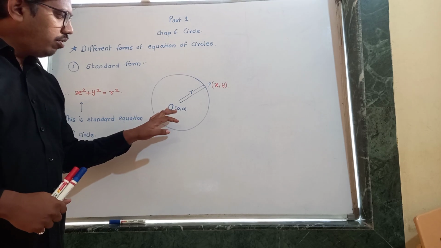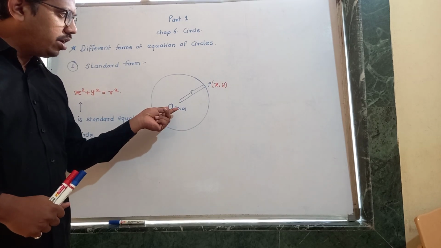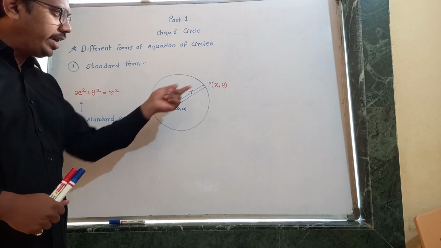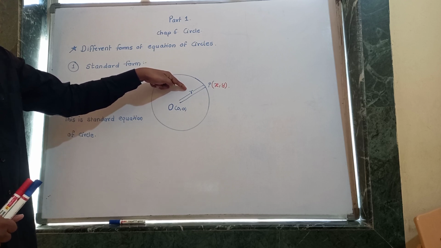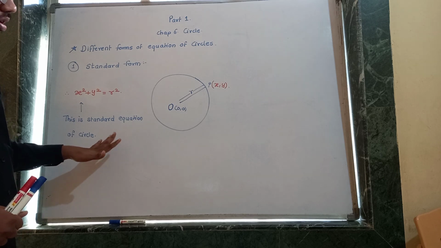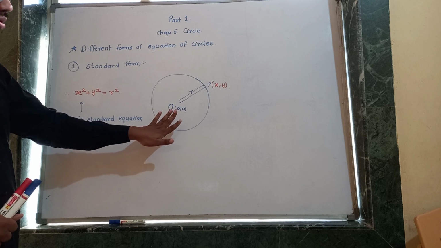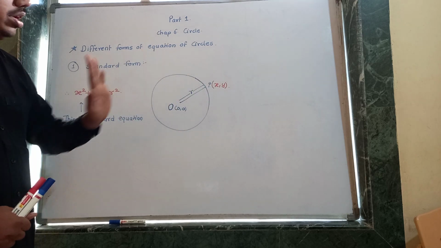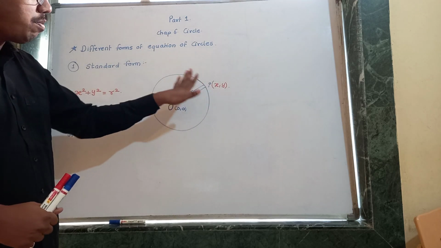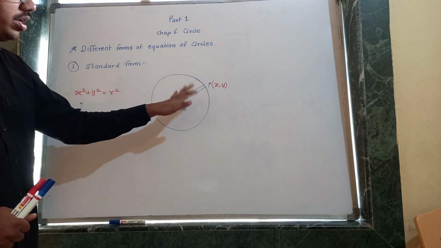Okay. Then if we join a segment from O to P, that segment is called a radius. From the center to a point on the circumference, we say it's the radius. That's why I have written a small r over here. R is the initial of radius. So if we have a circle which has its center at the origin, and there is one point P on the circle with coordinates x comma y, the radius for it is r.